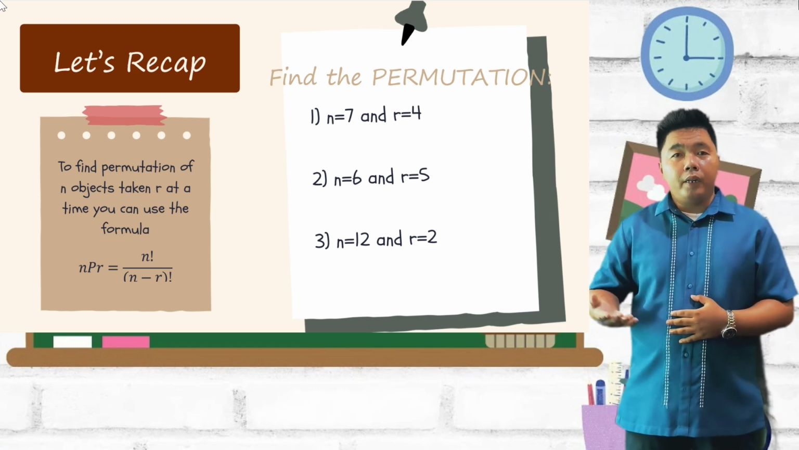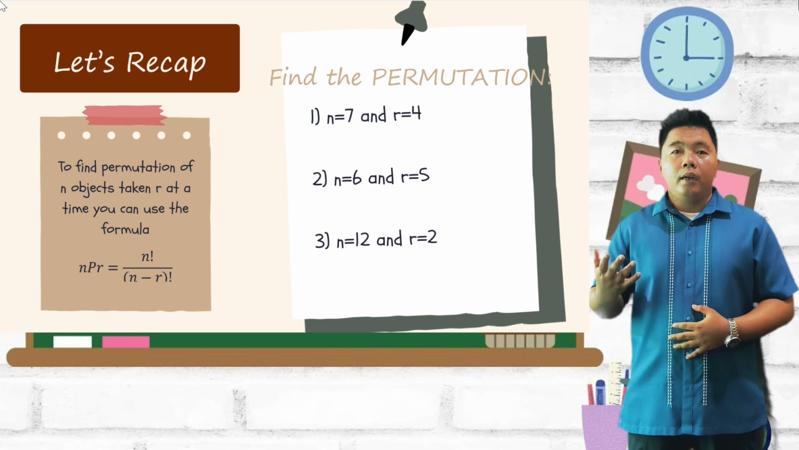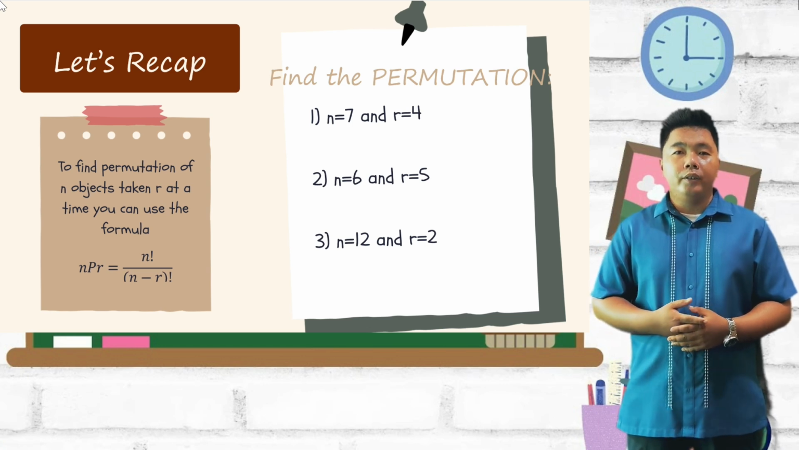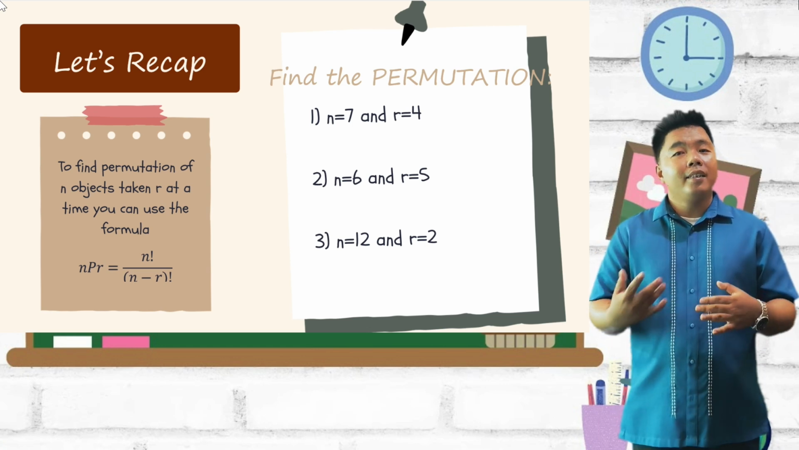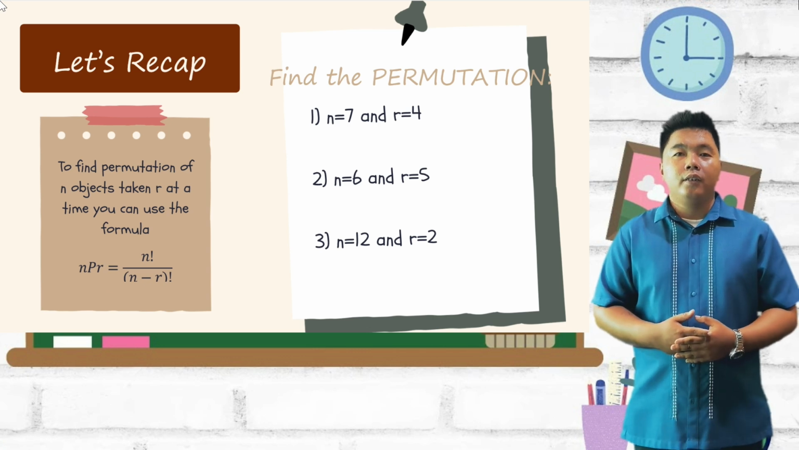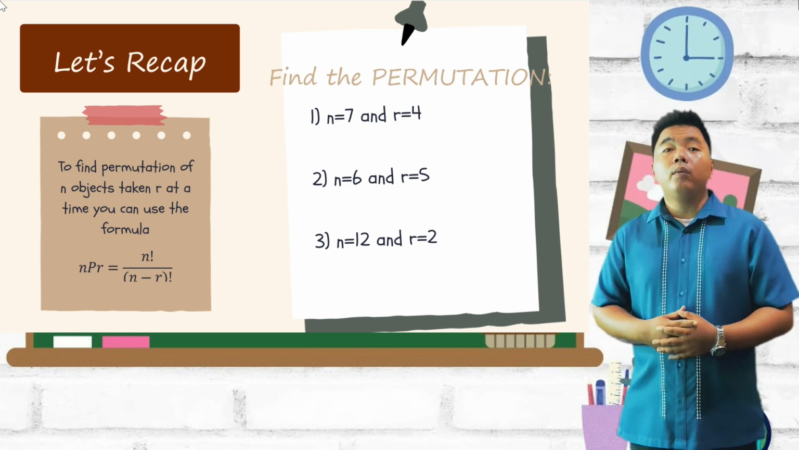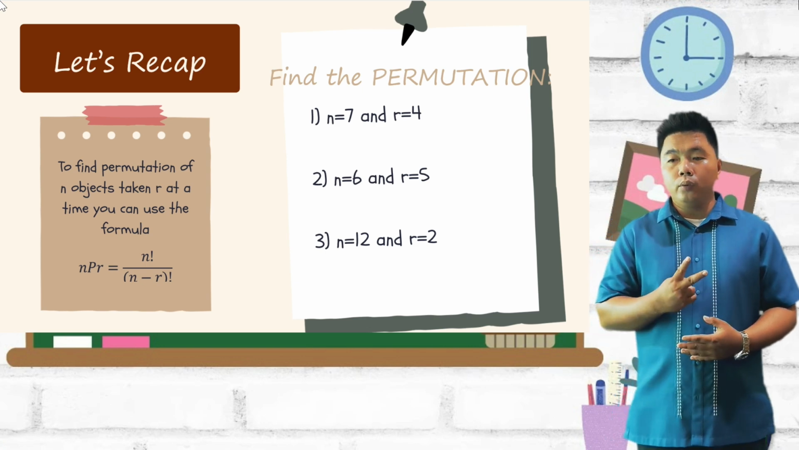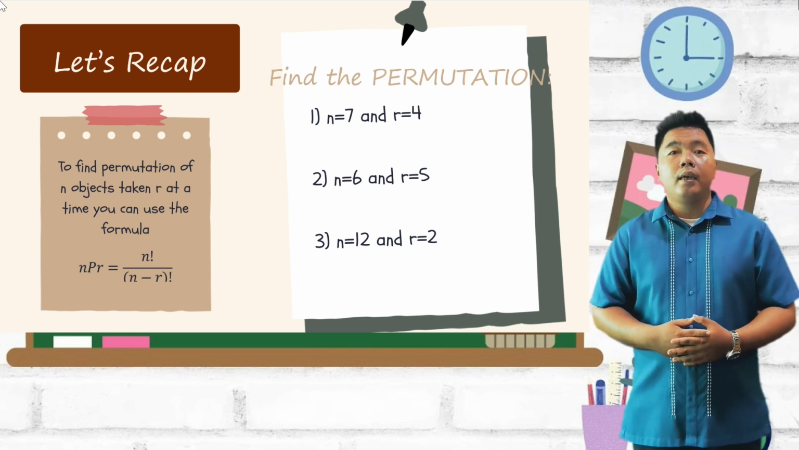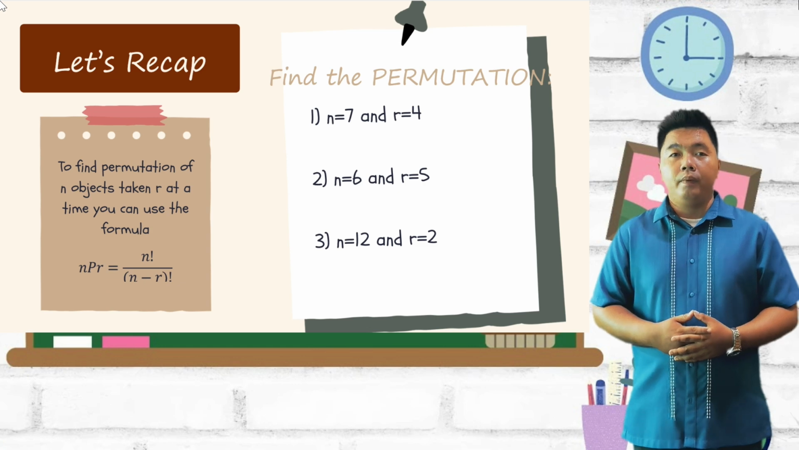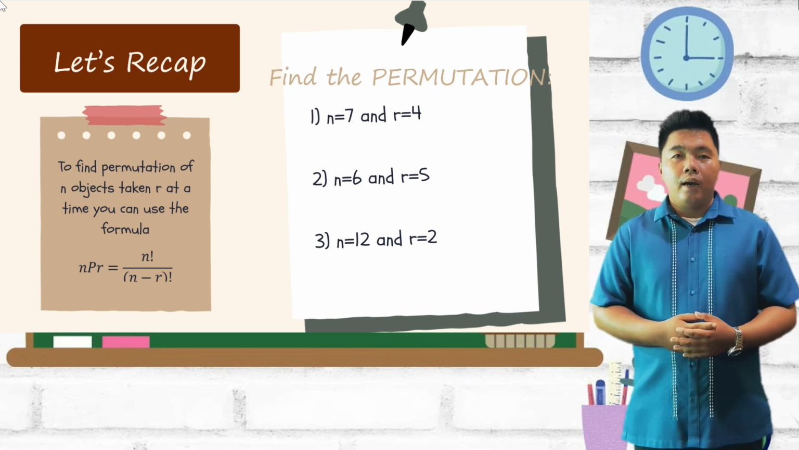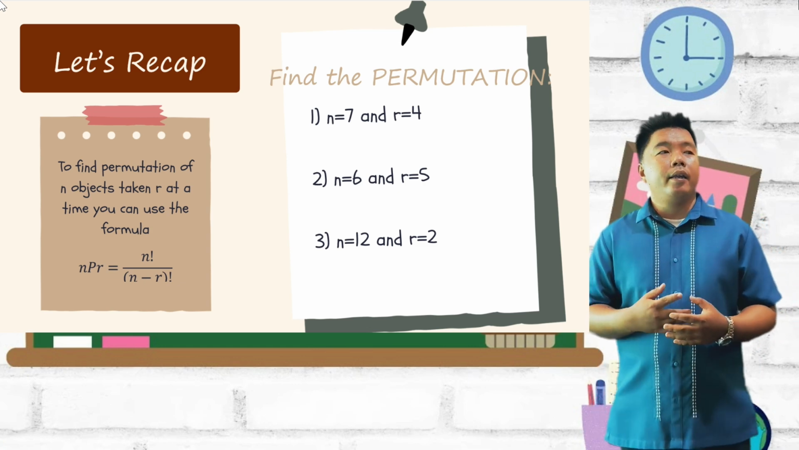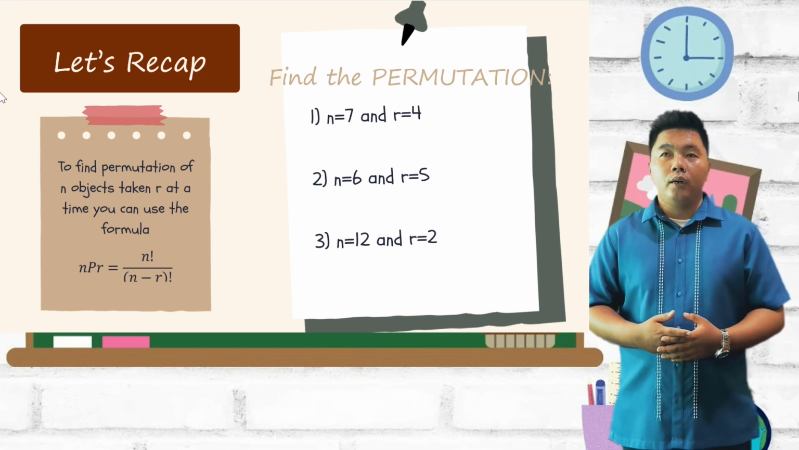So, I have here a different set of problems to check your understanding from our previous lesson. For our recap, let's answer the following questions. Find the permutation given its n and r. For the first one, n is equal to 7 and r is equal to 4. Number 2, n is equal to 6 and r is equal to 5. For number 3, n is equal to 12 and r is equal to 2.